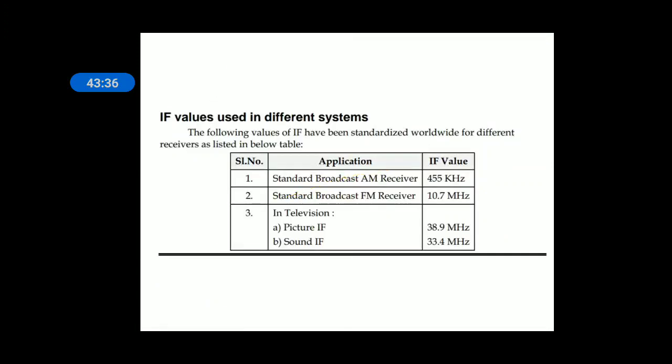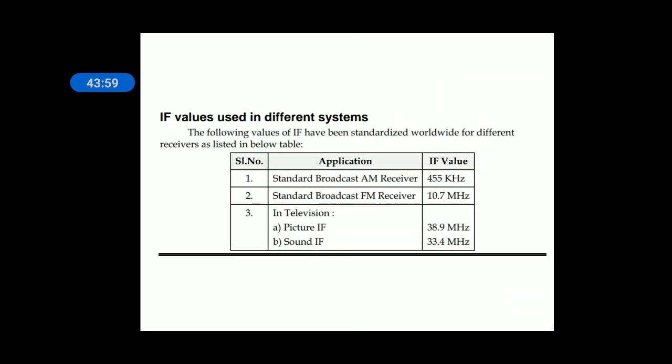And one thing you should remember, bands of your AM and FM. The IF is in the order of the band values only, that is, if the band of a station, the band of an application, is in kilohertz, the IF will be in kilohertz. If the band is in the order of megahertz, the IF will be in the order of megahertz.